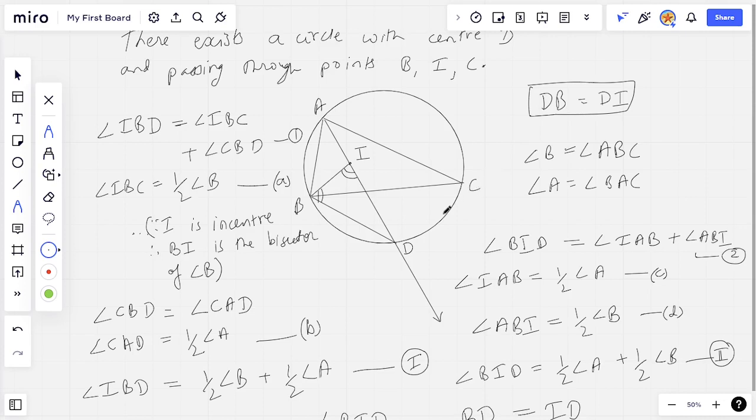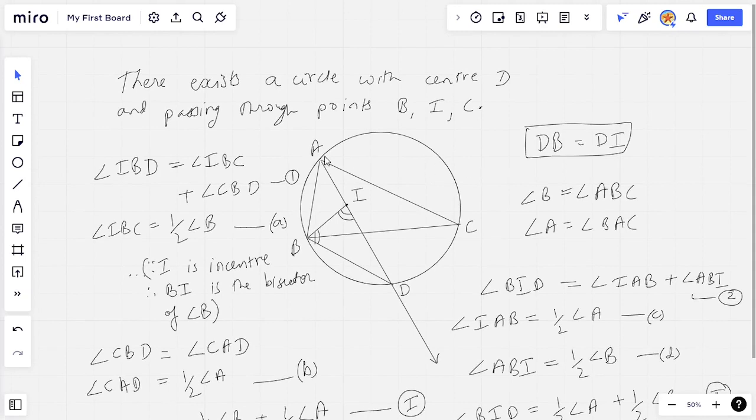So the way we showed that DB is equal to DI, we can also show that DC is equal to DI in a similar manner, and this justifies the theorem that we proclaimed in the beginning, that there exists a circle with center D and passing through points B, I, C if you have a setting like this.